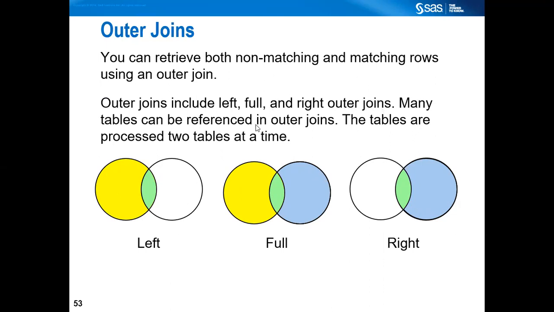Many tables can be referenced in outer joins. The tables are processed two tables at a time. Very important point. Tables are processed two tables at a time. So you can retrieve both non-matches and matching rows using outer joins.